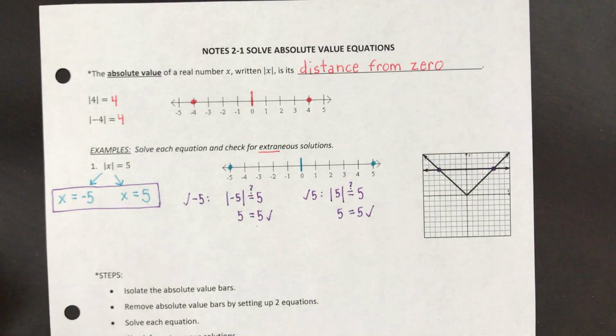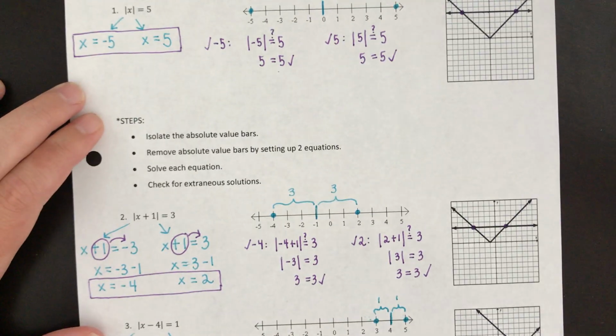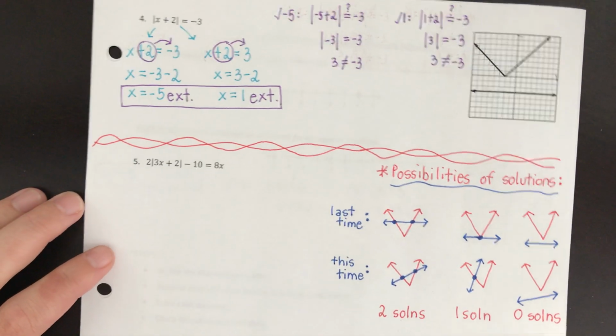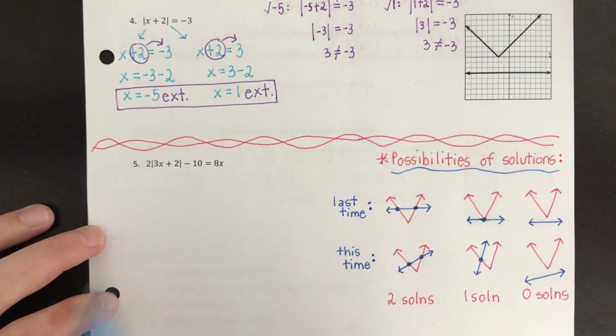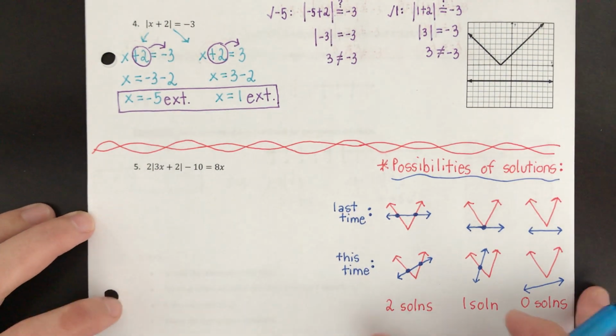Everyone, we are here today actually finishing up notes 2-1, solve absolute value equations. So last time we got all the way through number 4 and we left number 5. So that's what we're doing today. We're finishing up number 5.